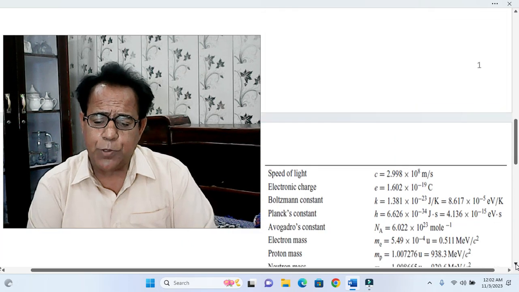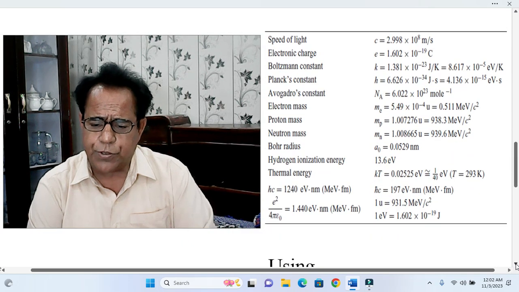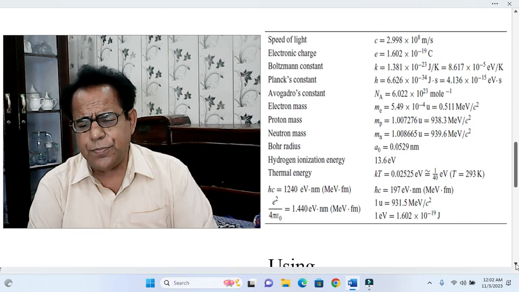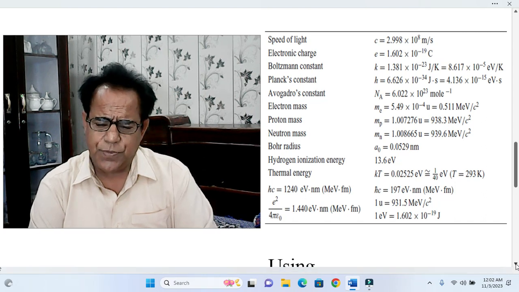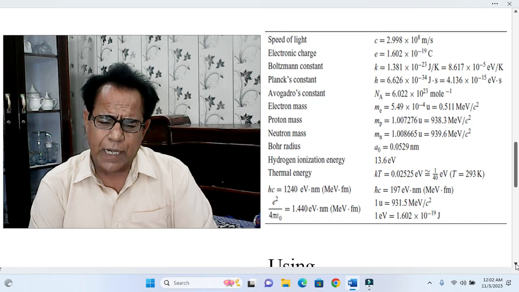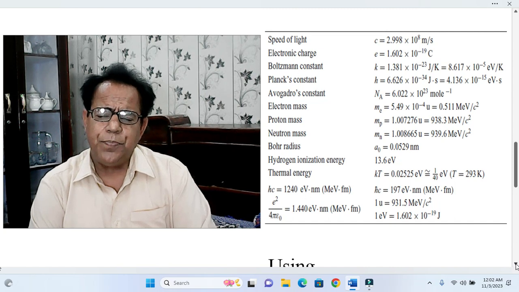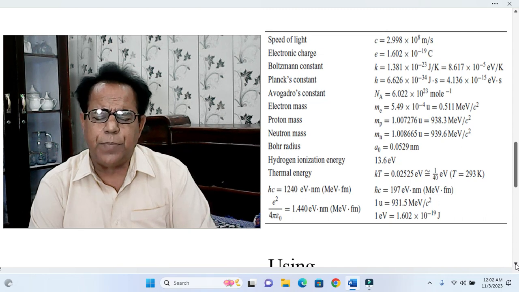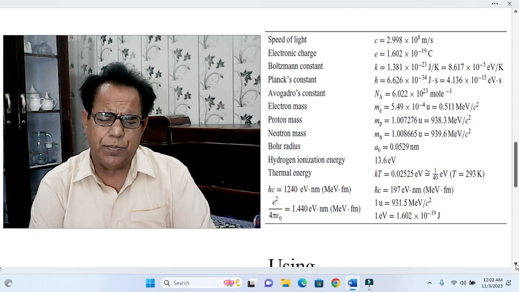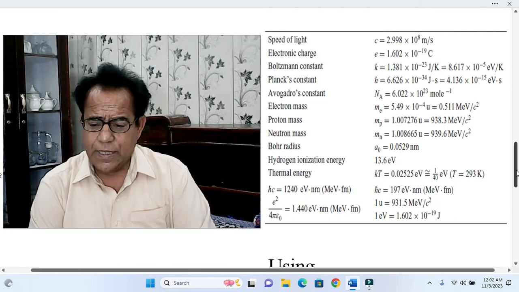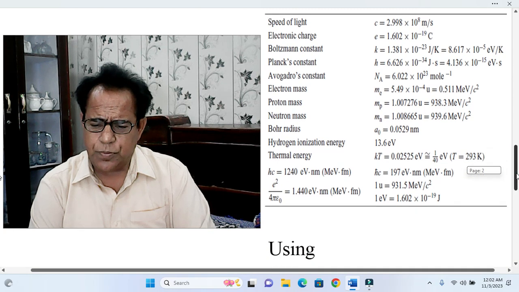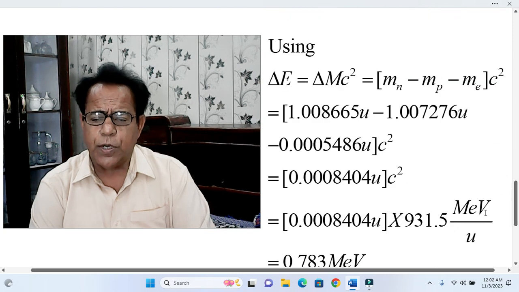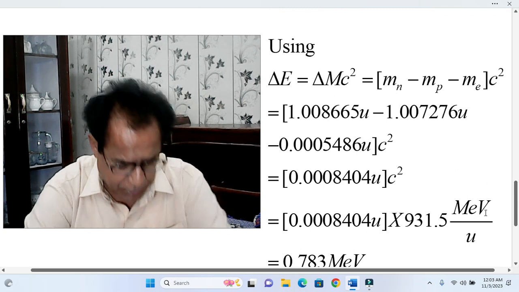The next snapshot is a table of physical constants. From this table we will choose the relevant figures. Moreover, this table has been included in so many previous problems that there is no need to explain it. Now we come to its solution in a formal manner.